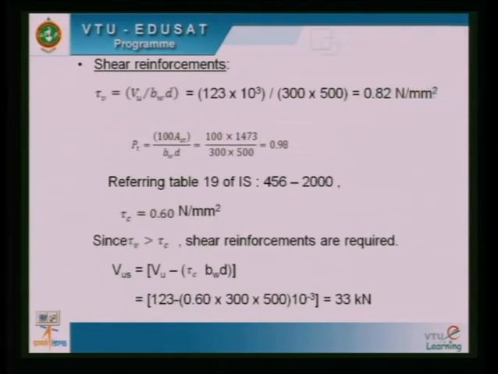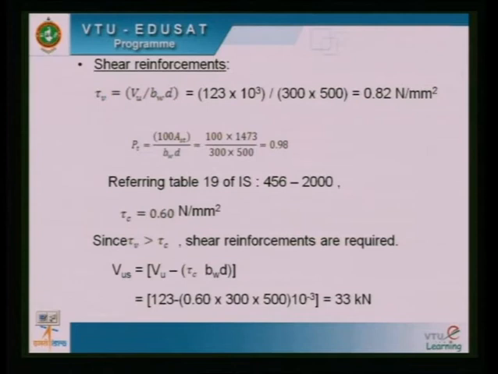Next, tau V shall be calculated. Tau V is nothing but VU divided by BW into D. Be careful, it is not BF, it is BW. Hope everyone has understood this. Now we go for the design of shear reinforcements. After having calculated the number of bars to be used in the beam, the next step is to calculate the shear reinforcements, for which you know that VU is nothing but the support reaction and has already been calculated in the very first step itself. And then VU divided by BW into D gives us the value of tau V, the nominal shear stress acting on the beam at the most critical section, that is at the support.